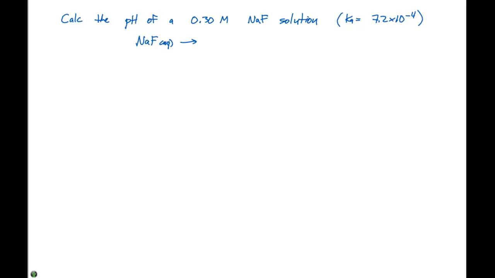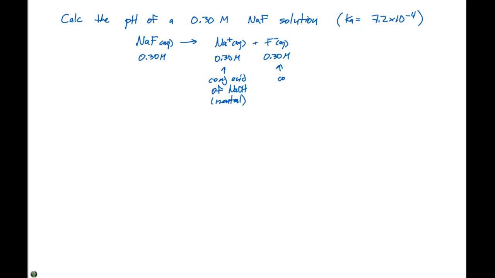So if we have sodium fluoride, which is NaF, it's a salt, so it's going to fully dissociate into Na+ in aqueous solution plus F- in aqueous solution. Since we have a full dissociation, if we have a 0.30 molar concentration of NaF, we're going to have a 0.30 molar concentration of Na+ and a 0.30 molar concentration of F-. Here, Na+ is going to be the conjugate acid of a strong base, so therefore this is going to be neutral.